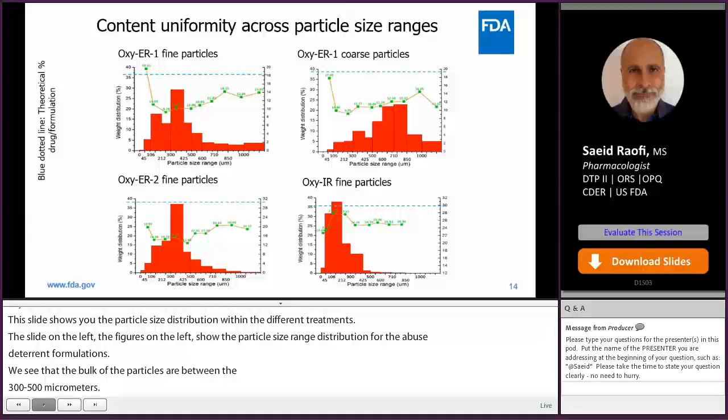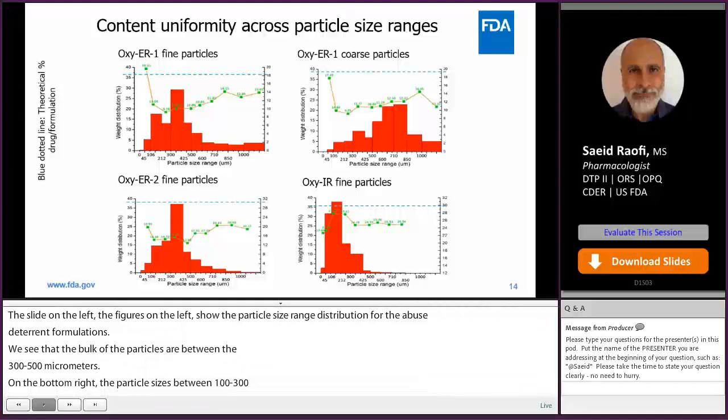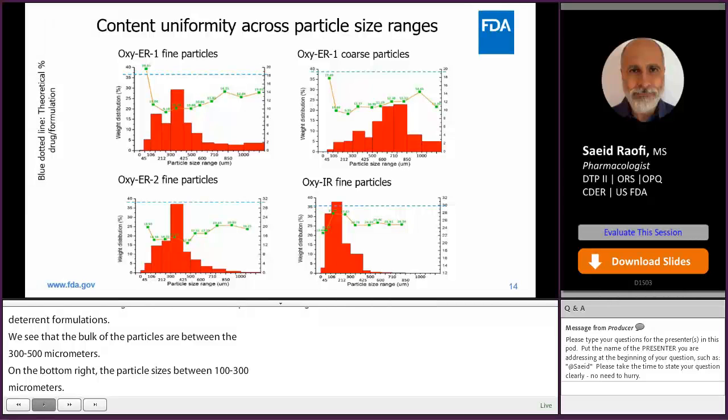And top right is the particle size distribution for the coarsely milled oxycodone tablets, and there the bulk of the particles are in the range of 500 to 850 micrometers.